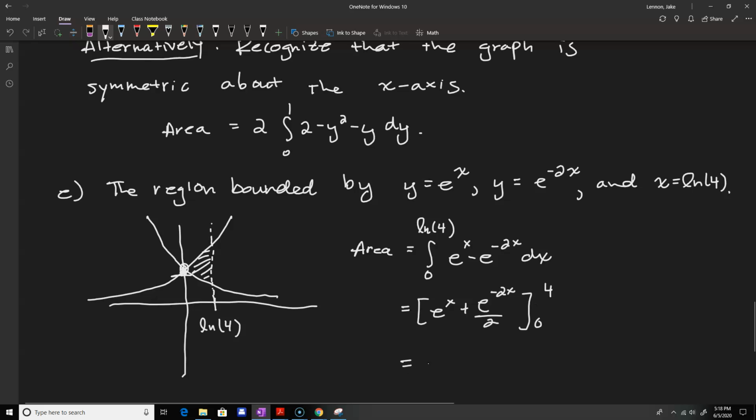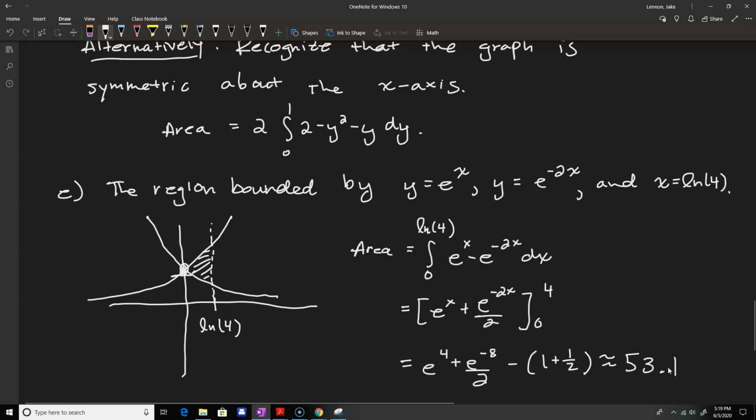So if we plug that in, we're going to get e to the ln 4 plus e to the minus 2 ln 4 over 2, and then minus 1 plus 1/2. So that's our answer. We might as well approximate it. So let's see what that comes out to. Comes out to about 53.1.